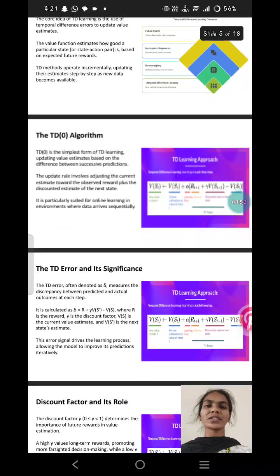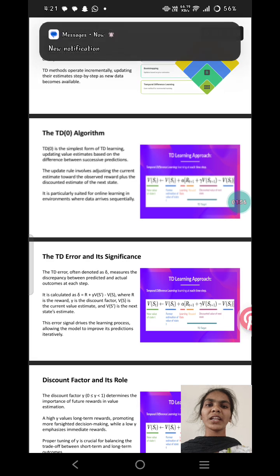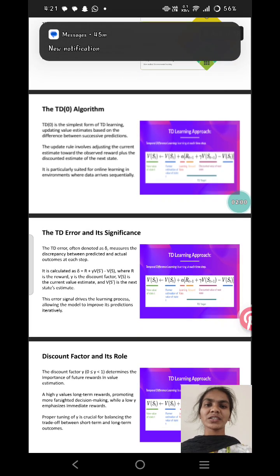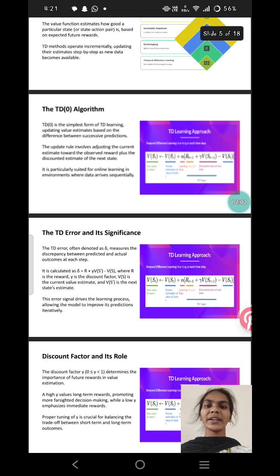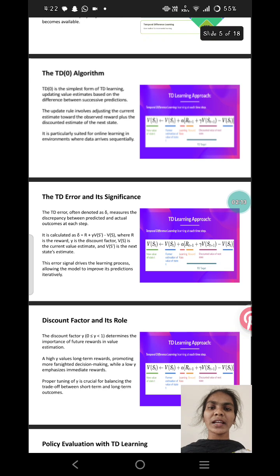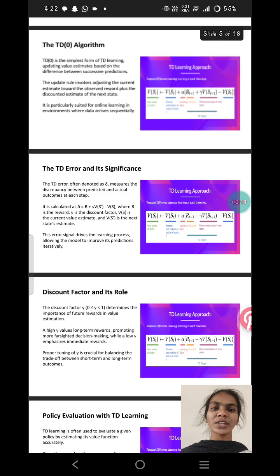The TD(0) algorithm. The TD(0) algorithm is the simplest form of TD learning, based on the difference between successive predictions. The update rule involves adjusting the current estimate towards the observed reward plus the discounted estimate of the next state's value. It is particularly suited for online learning in environments where the data arrives sequentially.